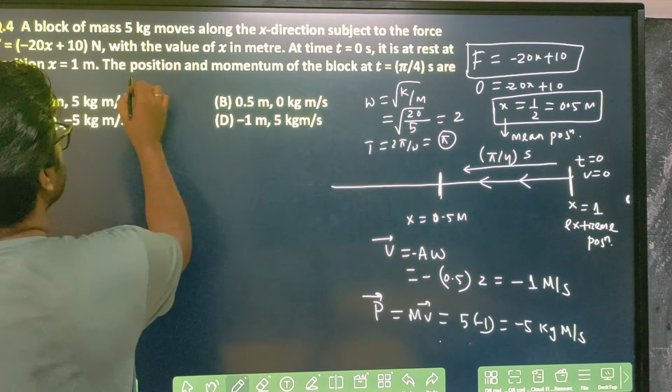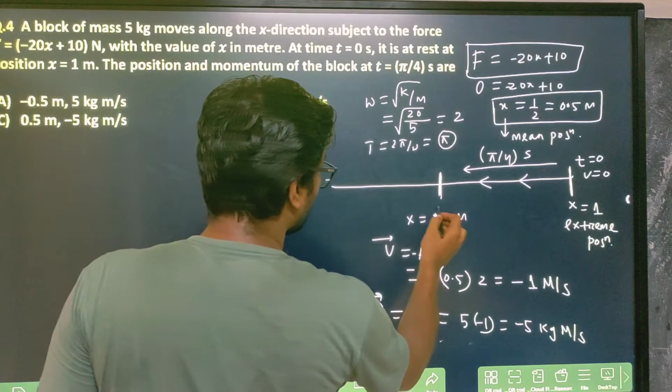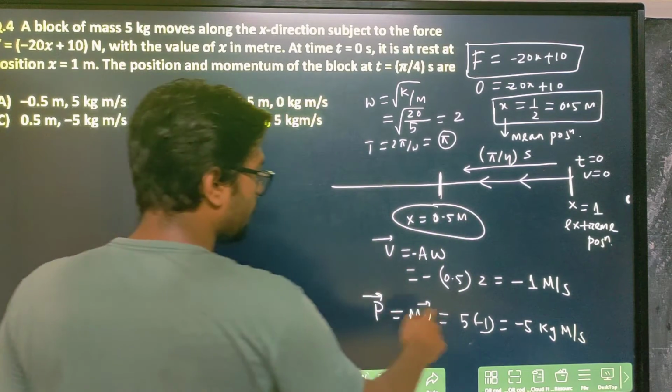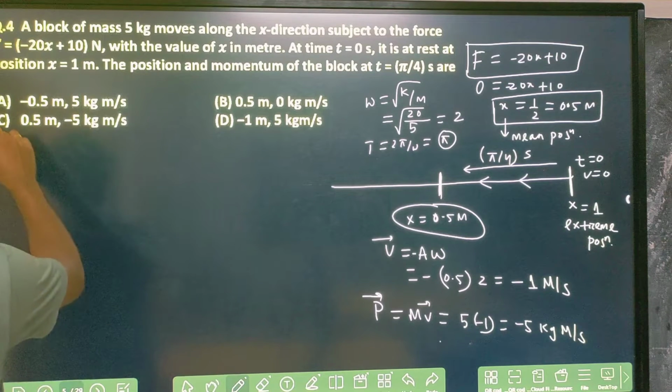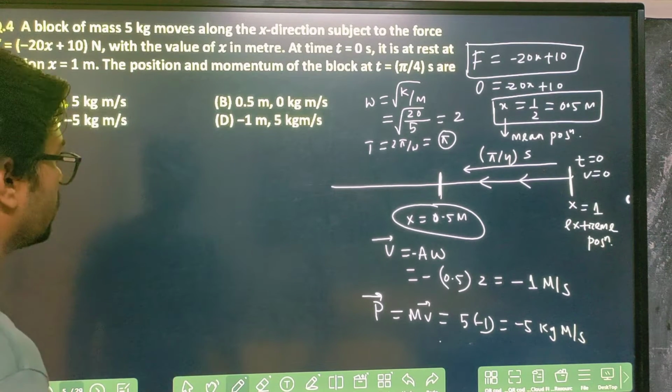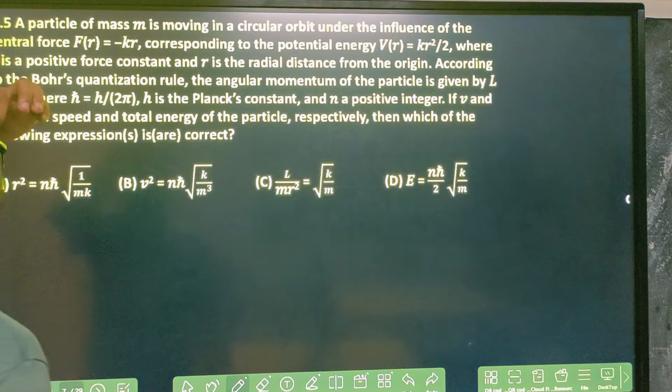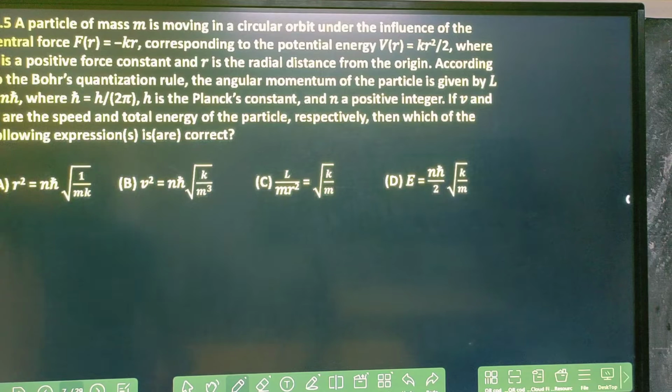So they are asking the position and momentum. Position will be x equal to 0.5 and momentum will be minus 5. So just check which option: 0.5, minus 5. So option C will be correct, right? Okay. Now go for question number 5.